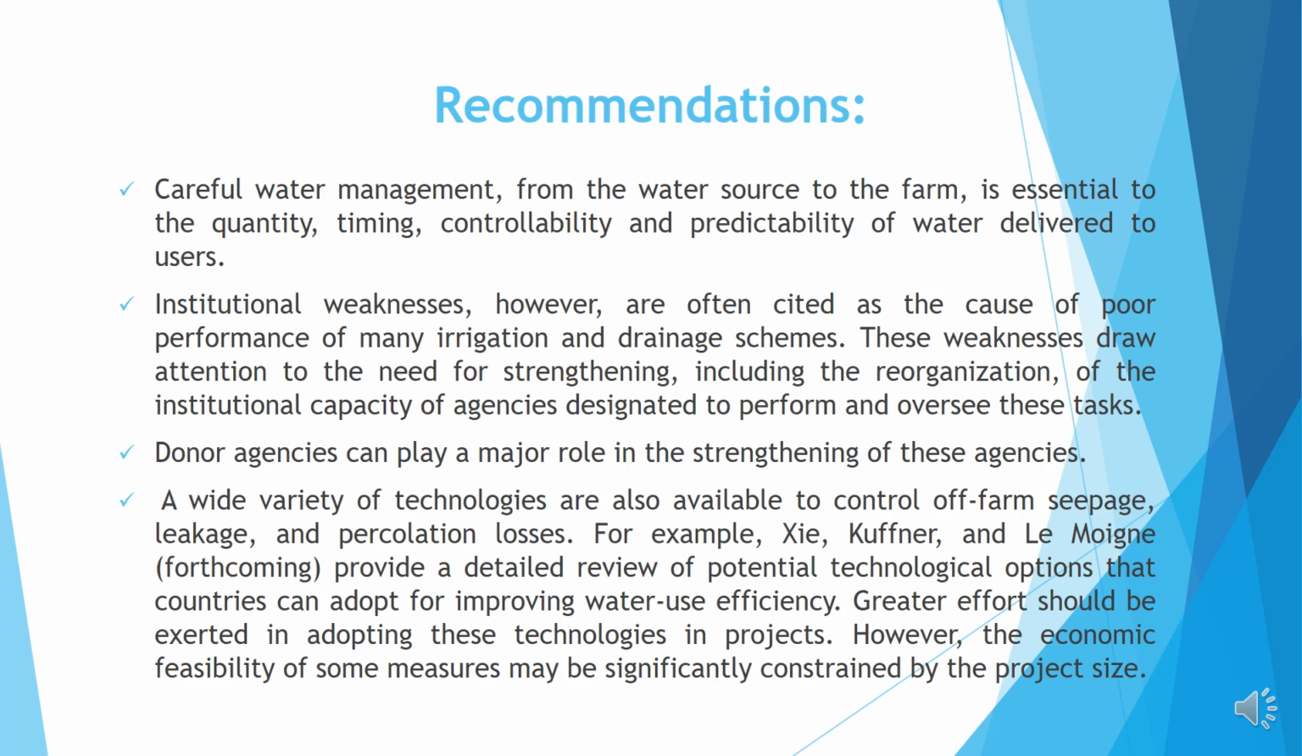Careful water management from the water source to the farm is essential to the quantity, timing, controllability, and predictability of water delivered to users. Institutional weaknesses, however, are often cited as the cause of poor performance of many irrigation and drainage schemes. These weaknesses draw attention to the need for strengthening, including the reorganization of the institutional capacity of agencies designated to perform and oversee these tasks. Donor agencies can play a major role in the strengthening of these agencies.